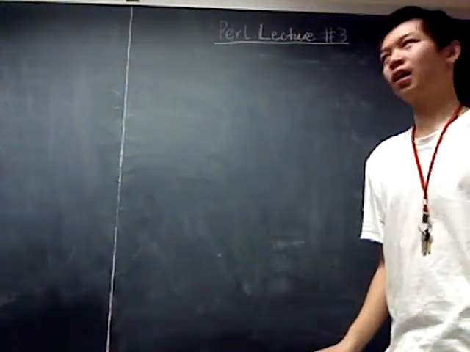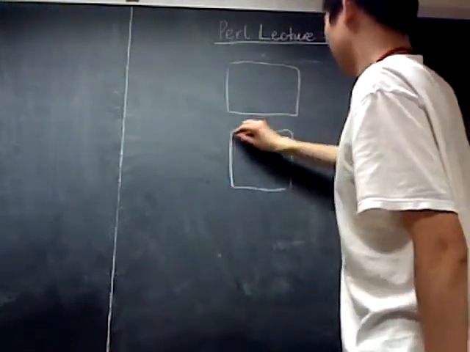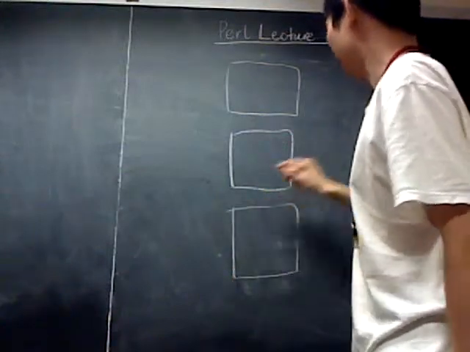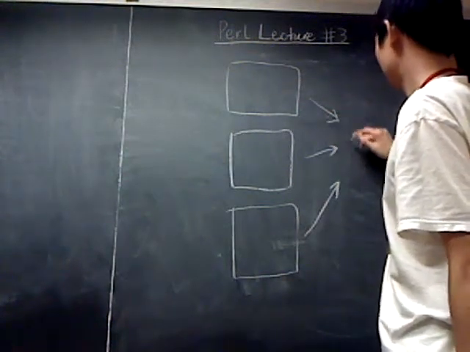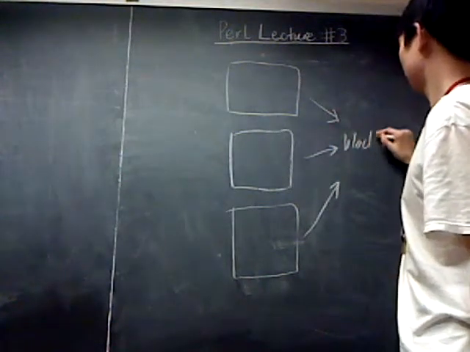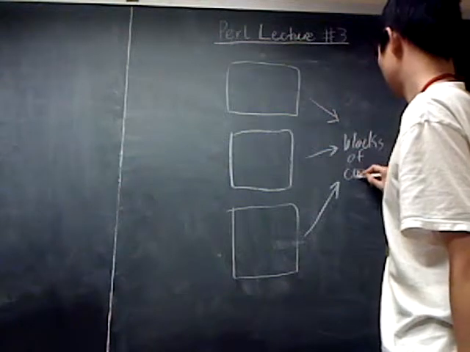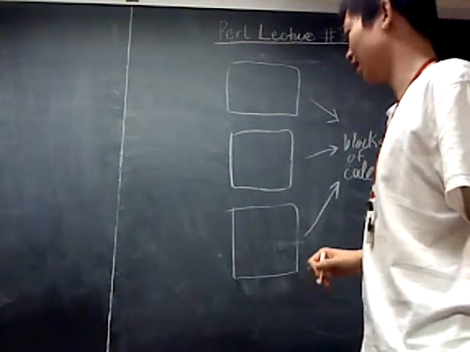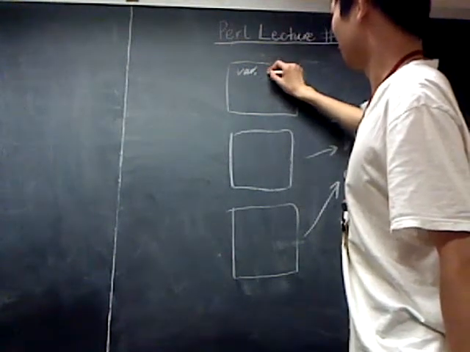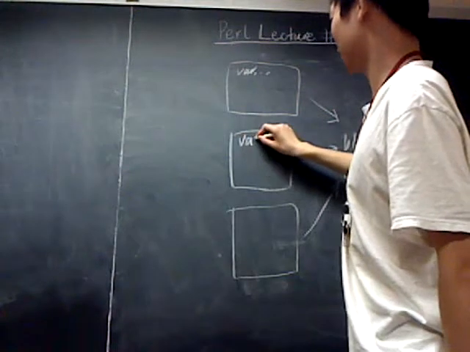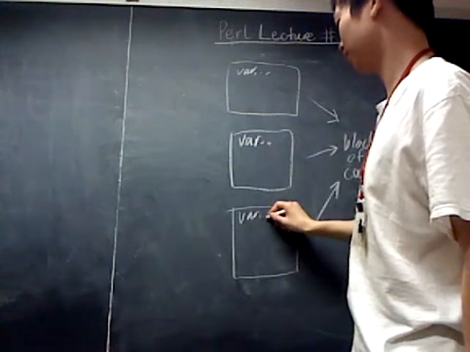This lecture is going to be more theoretical, and not so much aspects of the Perl language that you can use right away. So let's say I have these three boxes that represent blocks of code. And let's say some variables are associated with this block, some variables are associated with this block, some variables are associated with this block.